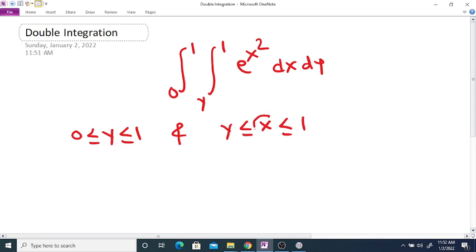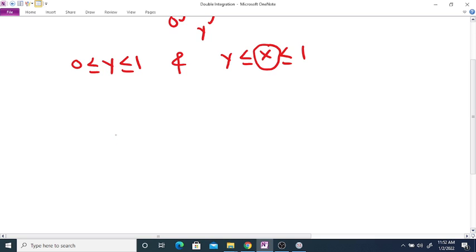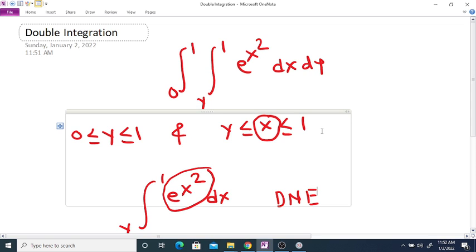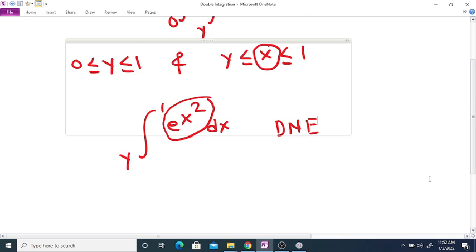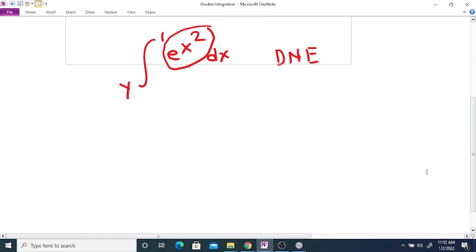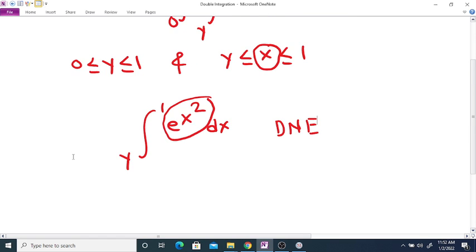So here the limit of x is given in terms of y. So first we want to evaluate the integration from y to 1 of e raised to x square dx, but the integration of e raised to x square dx does not exist here. So we are going to evaluate this integration by changing the order of integration. To change the order of integration, first we are going to draw the closed region bounded by these limits.